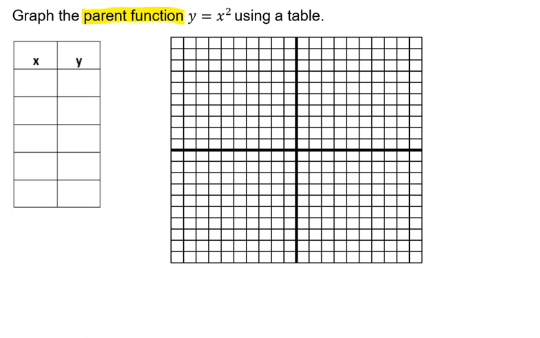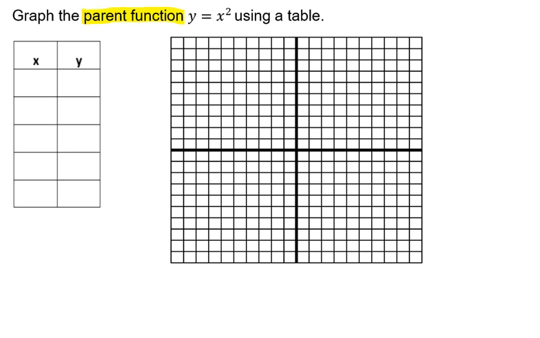In this video, we're going to be graphing the parent function of the quadratic function using a table. Then we're going to determine how a graph opens up or down, and what else the vertex might give us. Let's start with graphing the parent function. So here we have y equals x squared, and we're going to make a table.